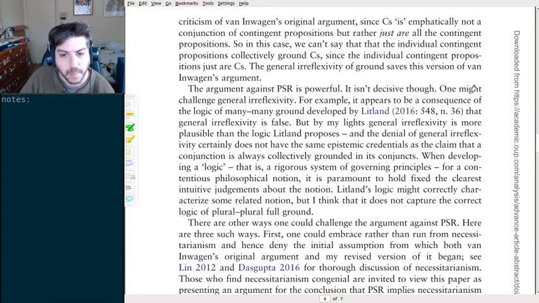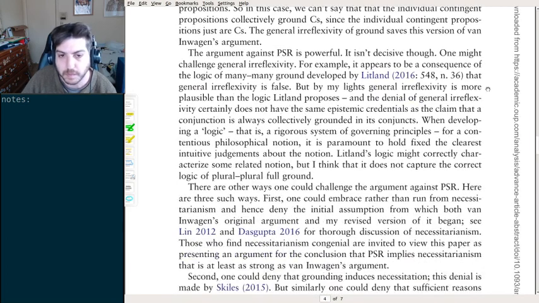For example, it appears to be a consequence of the logic of many grounds developed by Litland that general irreflexivity is false. Okay, so you can do something and maybe it's okay. But by my lights, general irreflexivity is more plausible than the logic Litland proposes, and the denial of general irreflexivity certainly does not have the same epistemic credentials as the claim that the conjunction is always collectively grounded in its conjuncts. Okay, fair enough, but that's just your opinion, man.